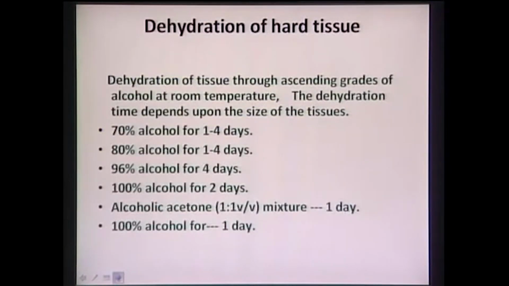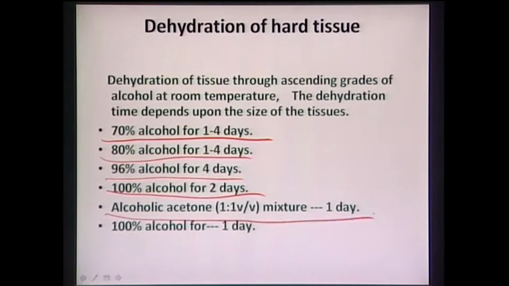Now, what is dehydration, and how does it take place? First you use 70% alcohol for 1 to 4 days, then 80%, 96% and 100% alcohol for 2 days, then an alcohol acetone mixture, that is 1:1, for 1 day, and finally 100% alcohol for 1 day. That is the way you can dehydrate this entire tissue material interface sample.